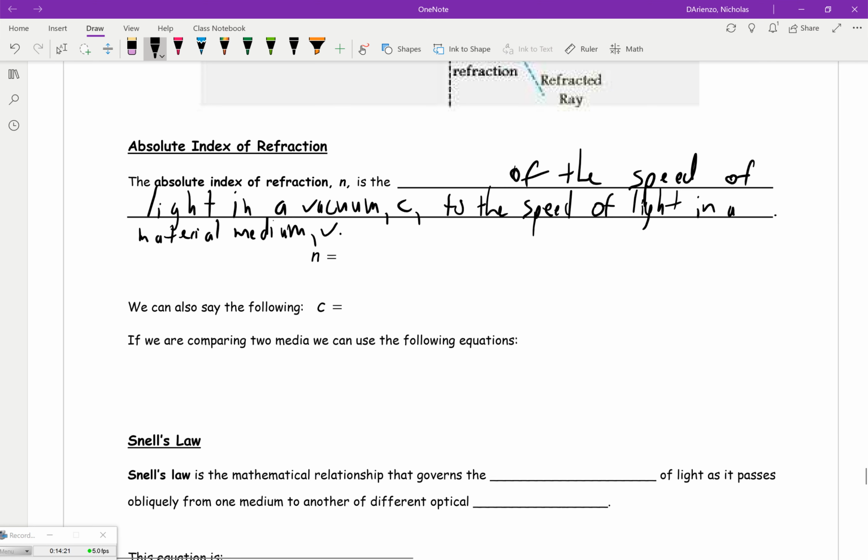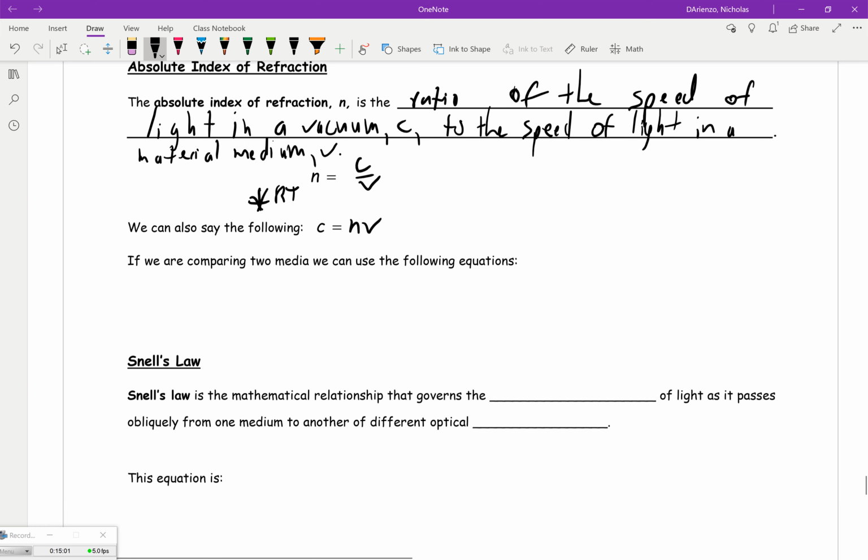Now, the absolute index of refraction is the ratio of the speed of light in a vacuum to the speed of light in a material medium. And this is given to us by the equation of C over V, and this is found on your reference table. This can be rearranged to solve for the speed of light as the index of refraction times the velocity in the material medium.